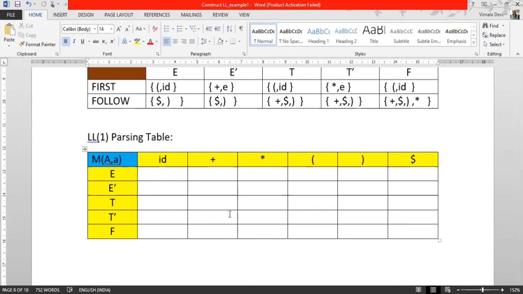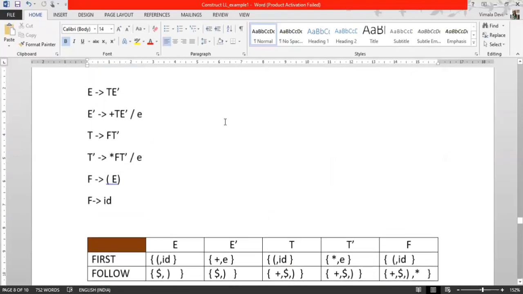So to fill the rules, we have already computed the first and the follow sets. We are going to make use of that. Okay, now let's look into the grammar. This is a grammar. E derives TE' is the first rule. So where can I fill this rule into the table?